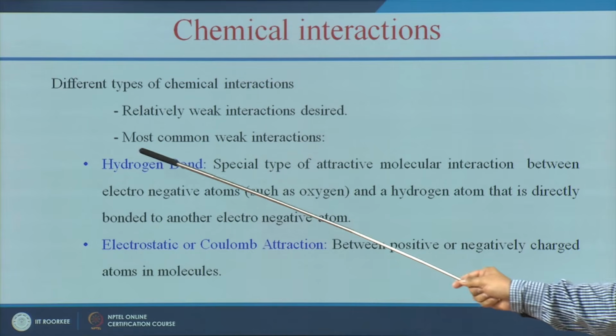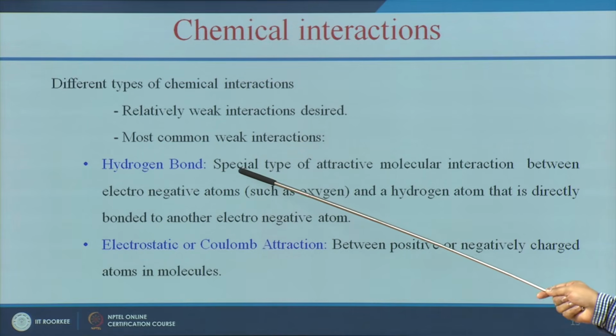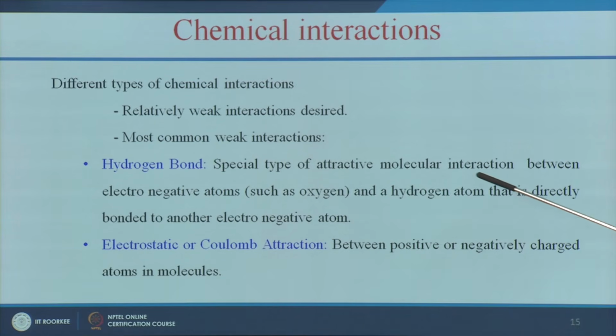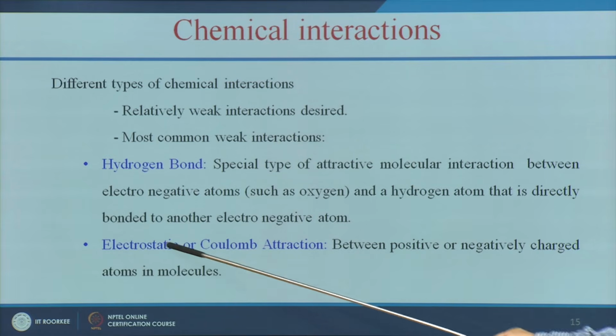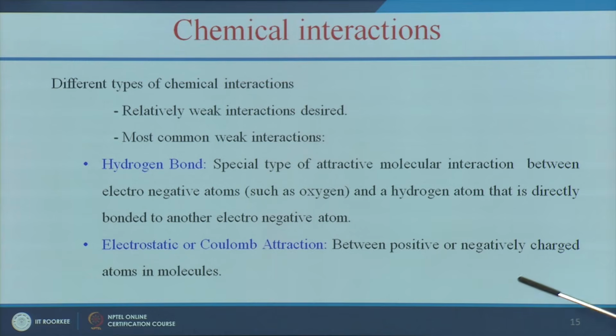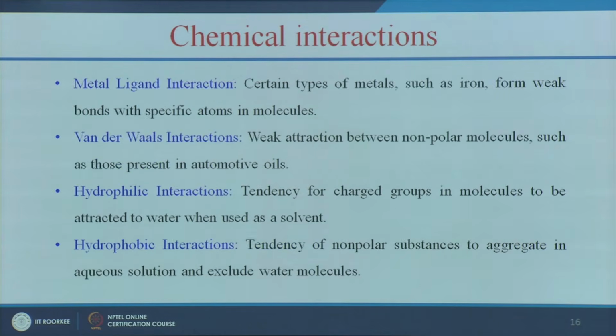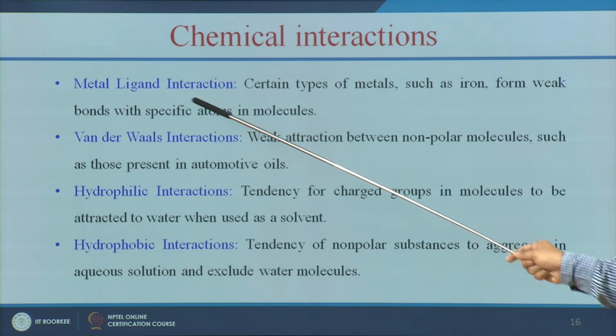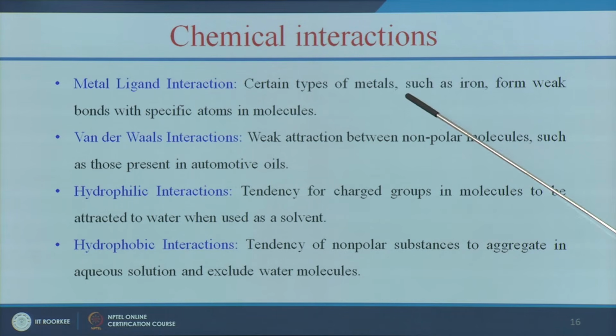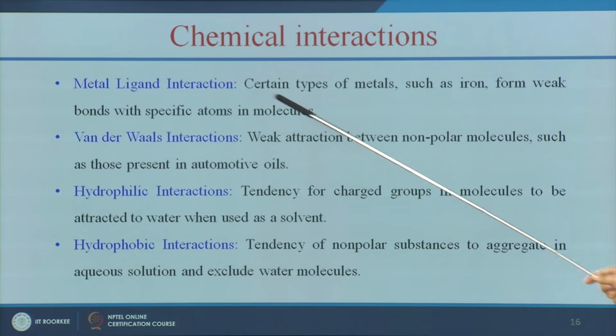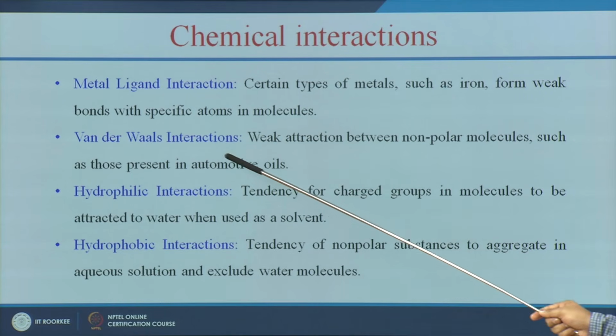Let us see an example, the hydrogen bond. It is a special type of attractive molecular interaction between electronegative atoms such as oxygen and a hydrogen atom that is directly bonded to another electronegative atom. You know what electrostatic or Coulomb attraction is: it forms between positively or negatively charged atoms in a molecule. The third one is metal ligand interaction, where certain types of metals such as iron form weak bonds with specific atoms in the molecules.